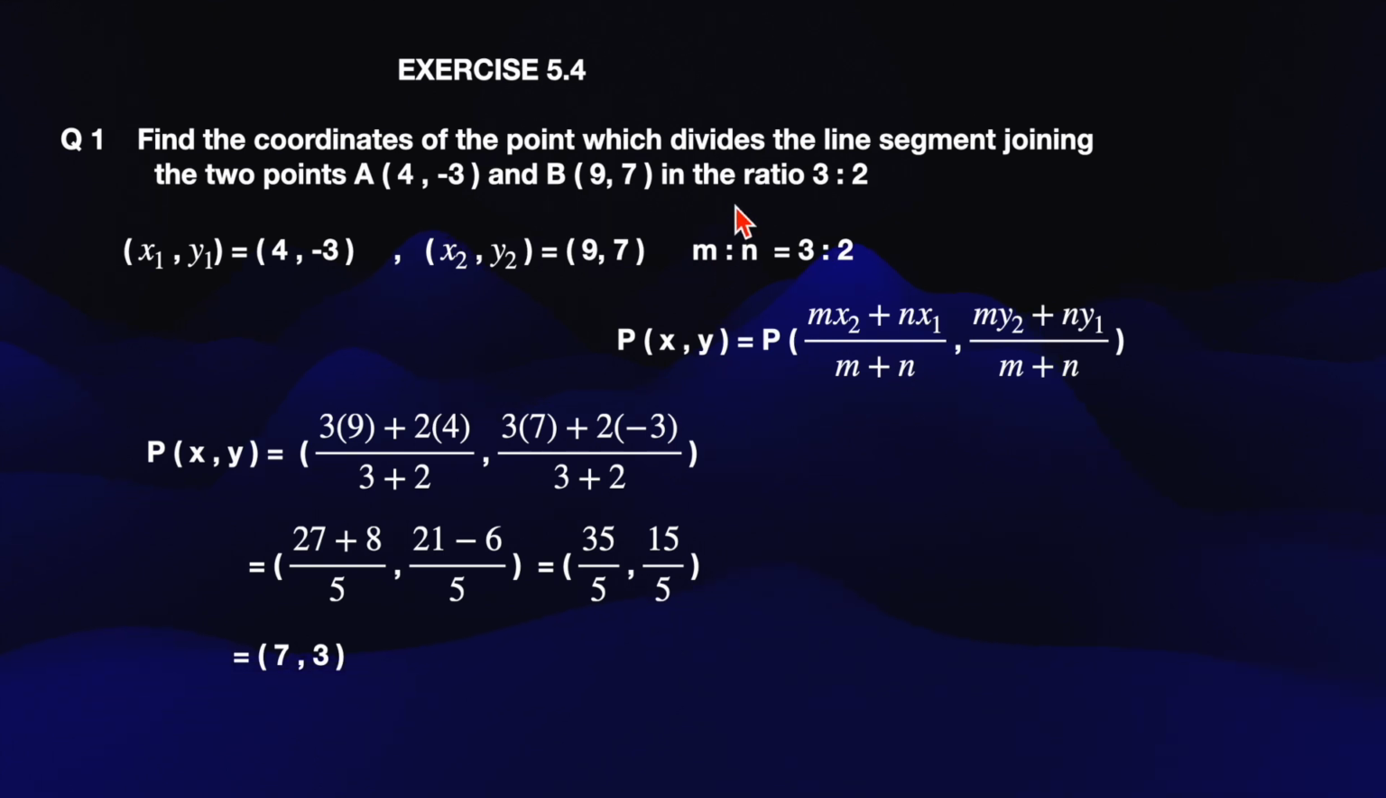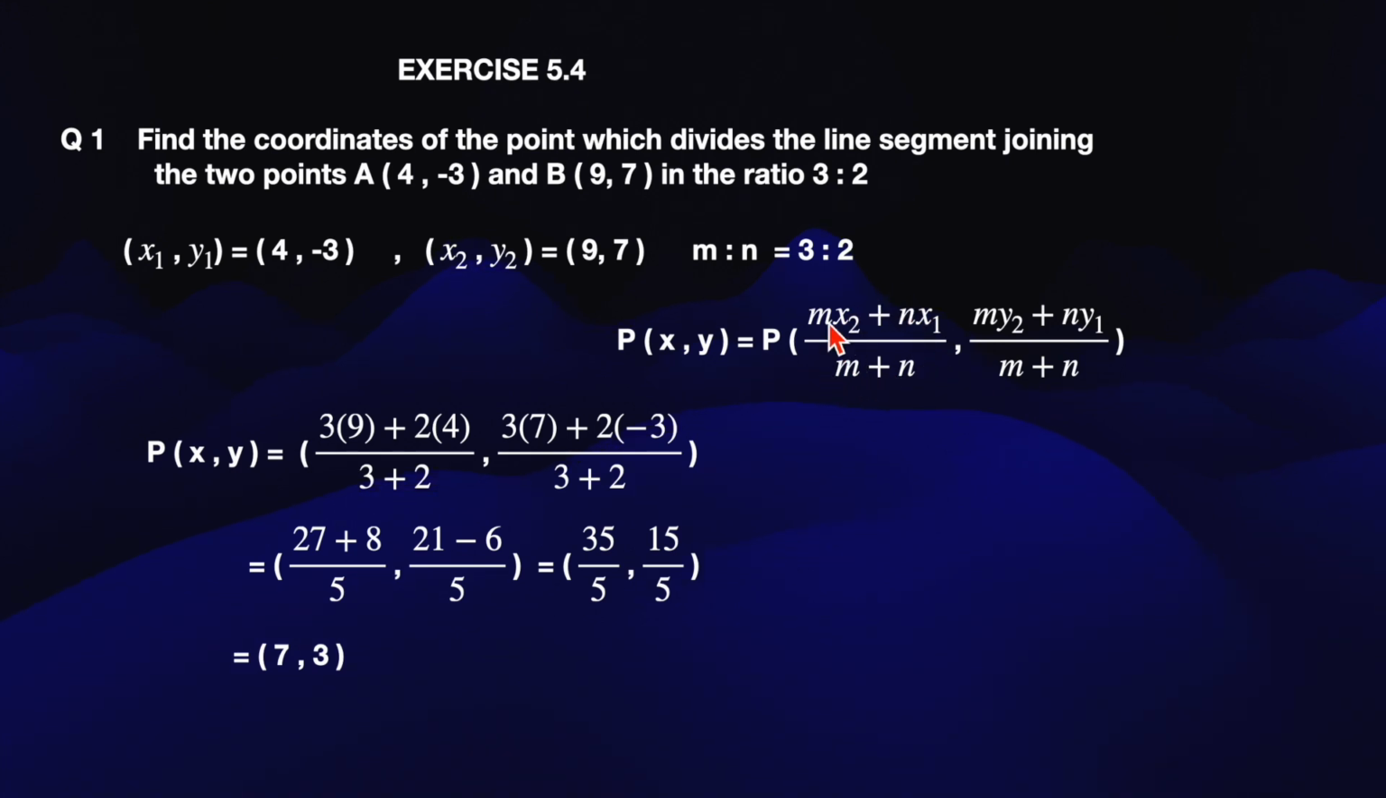So if P be any point on the line segment AB, it will divide the line segment AB into two parts. The coordinate of that point P is given by x, y, and we will get those coordinates by this formula. This is called the section formula.